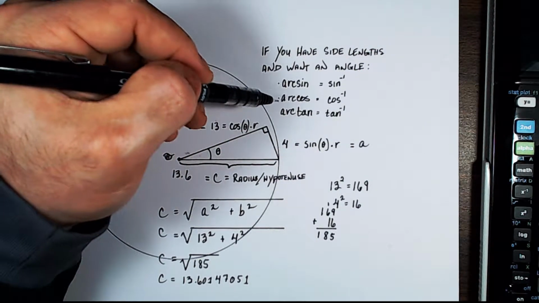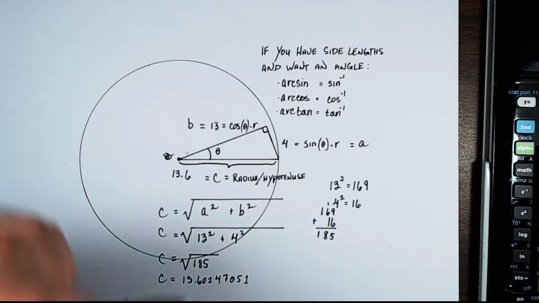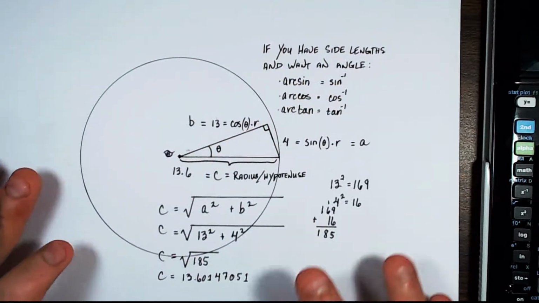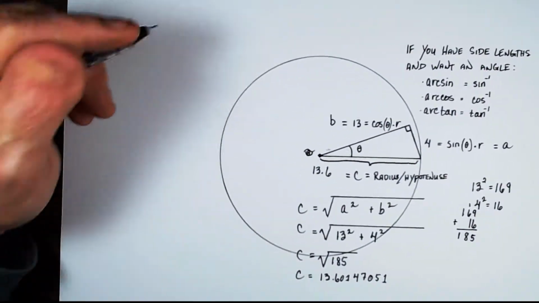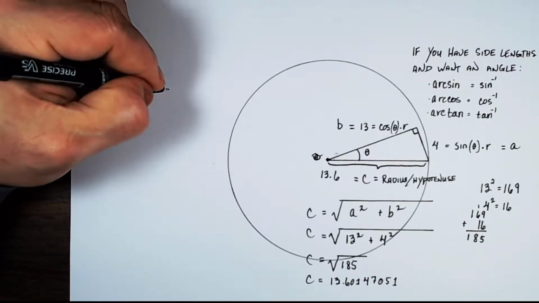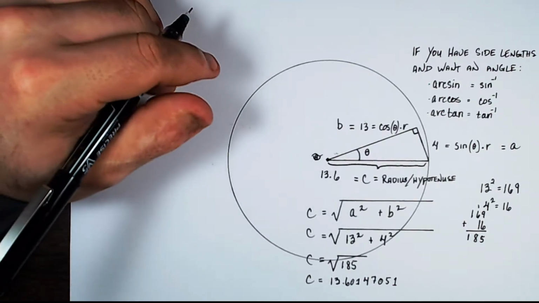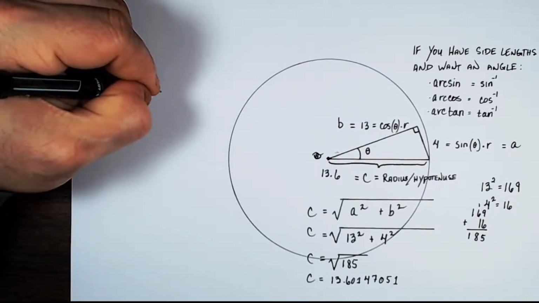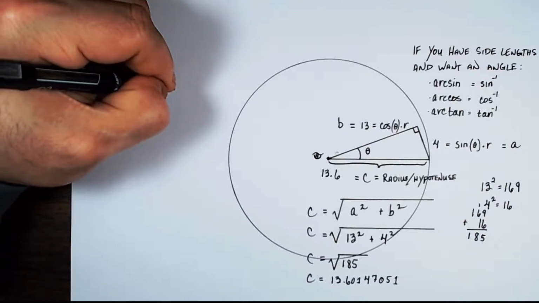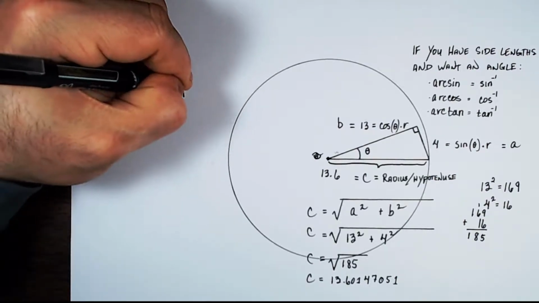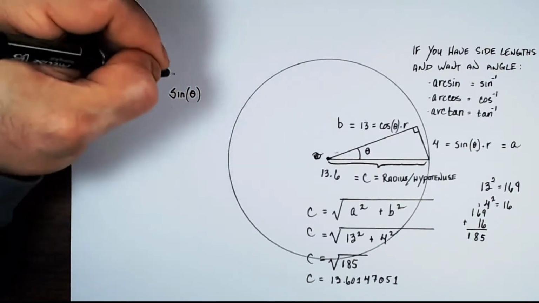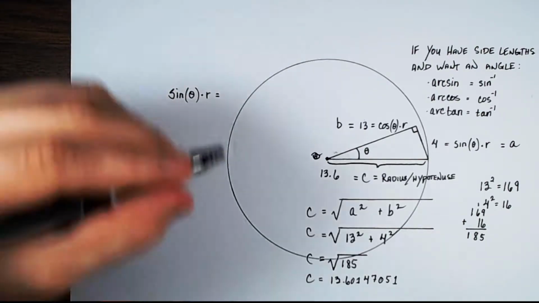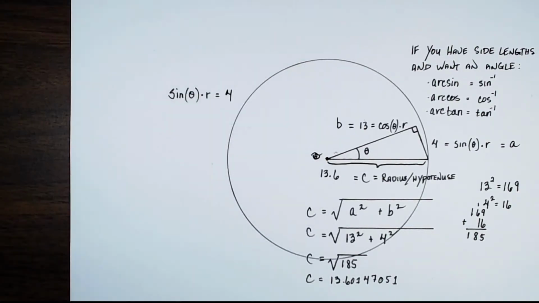That will guide you to which one of these is most efficient to use. Since we have all the sides, it doesn't matter. And I'll explain why. All right. So, in order to explain why, we have to remember what sine, put it this way. If I multiply the sine of theta times the radius, I will get 4. Okay?